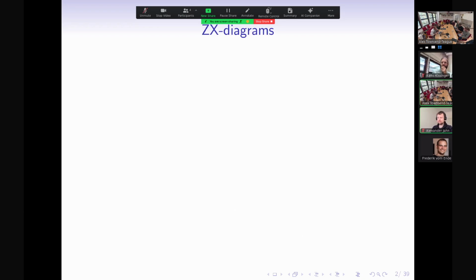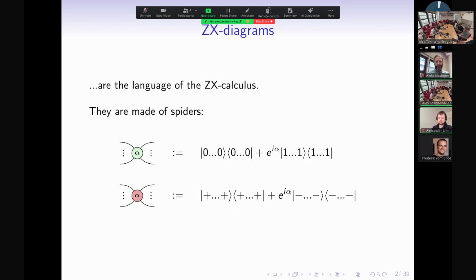I'll start with ZX diagrams. So this is the language, the kind of formalism, the notation that we use for a lot of these things. ZX diagrams are the language of this thing called the ZX calculus. Okay, and they're built out of these basic generators. You can see these things as kind of analogous to gates, except that they're not unitary. So these are linear maps. They always have rank 2. And these things are called spiders.